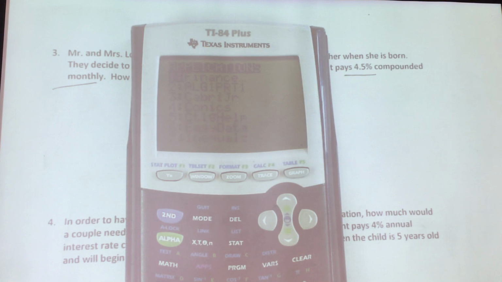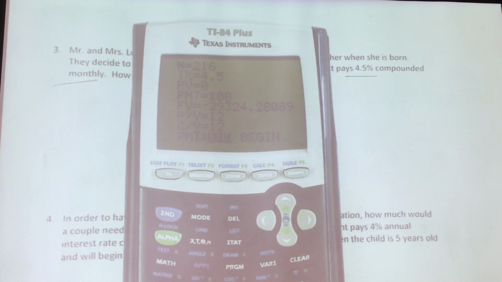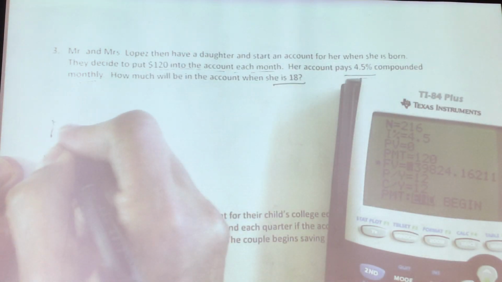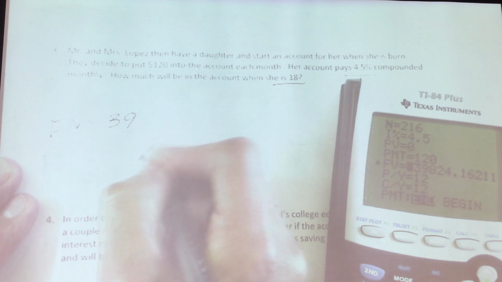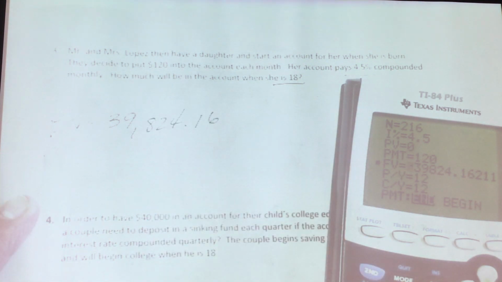So again, apps, finance, TVM solver. So N is your time. So it's 18 again times 12 payments per year. I is your interest rate at 4.5%. Present value, there's none. Payment, she's putting in $120 each month. Future value, we're solving. P/Y and C/Y are the same, 12. And solving for future value, alpha enter. And that is the future value that she will get after 18 years. So future value is $39,824.16.